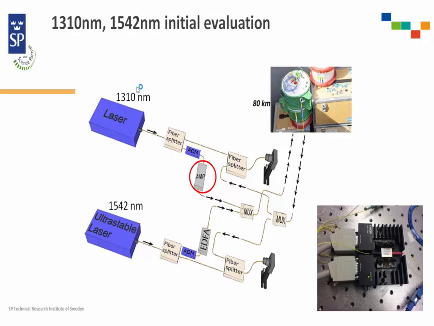Then we had a 1310 nanometer laser in the lab, and I was a bit curious to see if we could introduce 50 Hertz to the 1310 as well. So I set up an equal system like the 1542. We also introduced an amplifier, shown down here. We placed about 80 kilometers of fiber spools on the roof to have some temperature variations on them to see if something was varying.